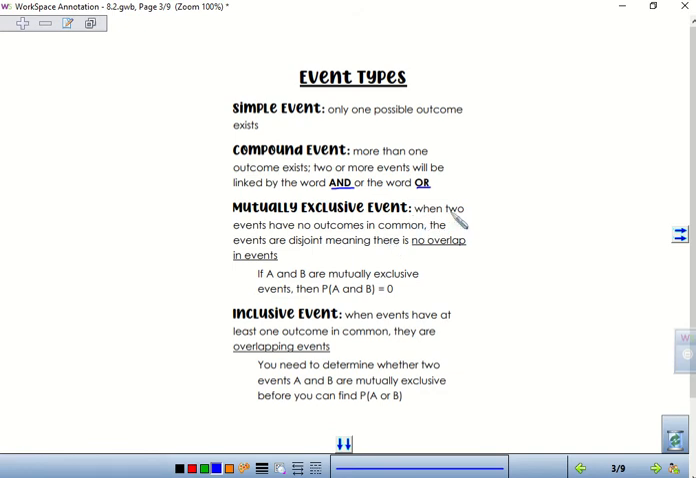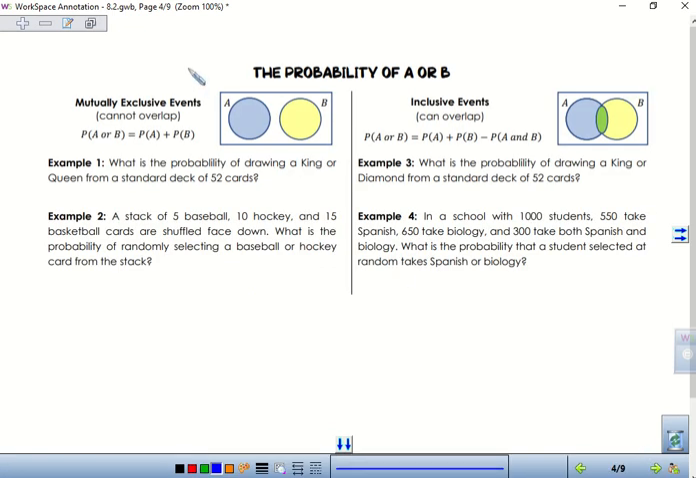So then we have a mutually exclusive event. When 2 events have no outcomes in common, the events are disjoint, meaning there is no overlap in the events. So if A and B are mutually exclusive events, then the probability of A and B is 0. So inclusive events are when events have at least one outcome in common, they are overlapping. So you need to determine whether 2 events are mutually exclusive before you can find their probability. So we'll talk about some examples of mutually inclusive and exclusive so you can see the difference, because I think the examples are really the best way to understand this.